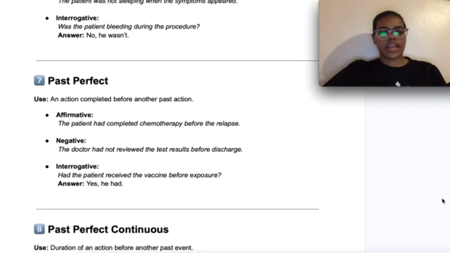Past perfect. Use: an action completed before another past action. Affirmative: The patient had completed therapy before the release. Negative: The doctor had not reviewed the test results before discharge. Interrogative: Had the patient received the vaccine before exposure? Answer: yes, he had.